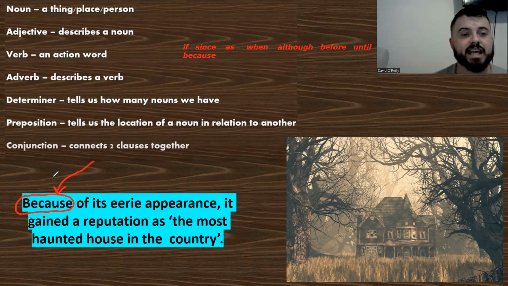So, because of its eerie appearance, it gained a reputation as the most haunted house in the country. Okay, now what I want you to do is, you can pause the video if you like, or you can kind of do it as I'm speaking. Just have a look through that sentence and think about the word classes that I've used and be critical of me. If you think I could have done better, if you think I could have used more word classes, then that's your view, okay?